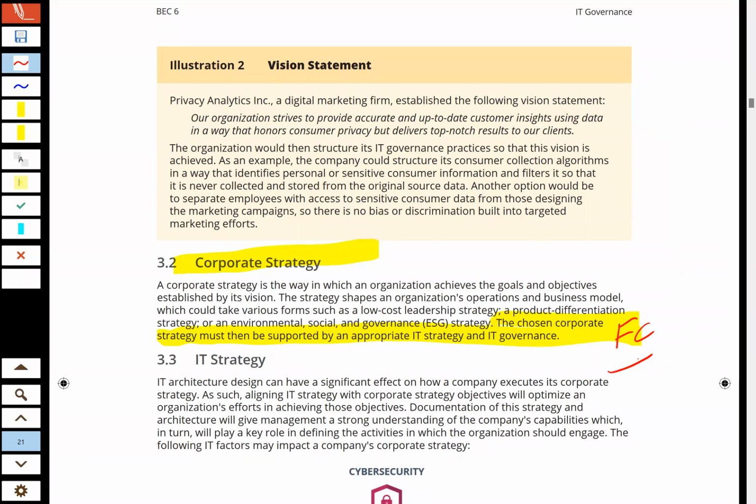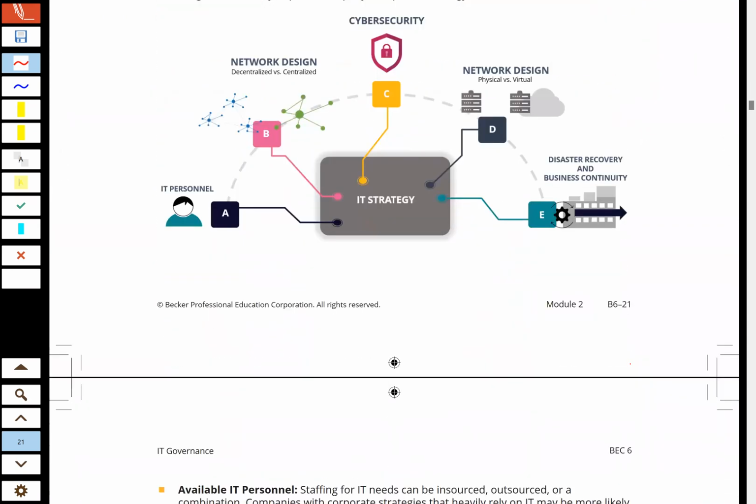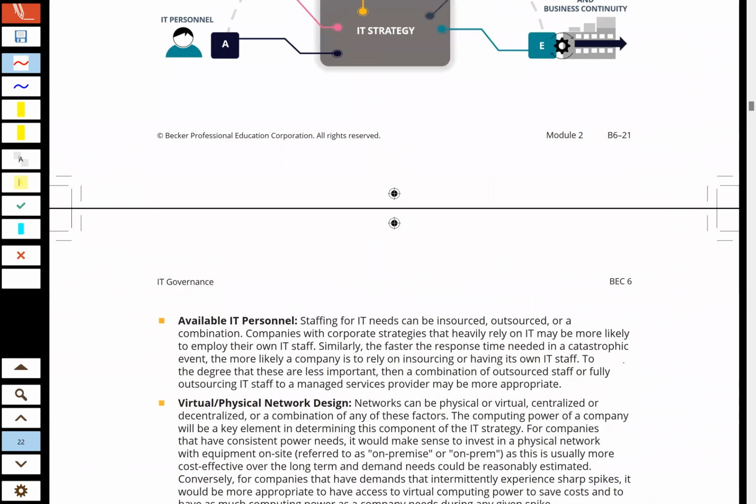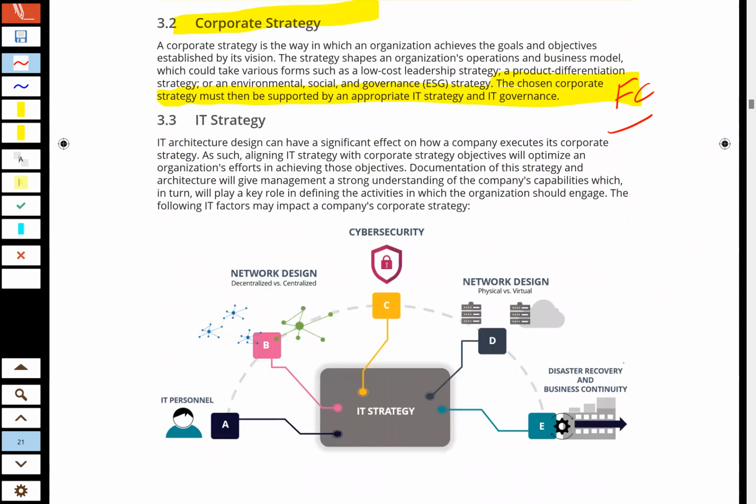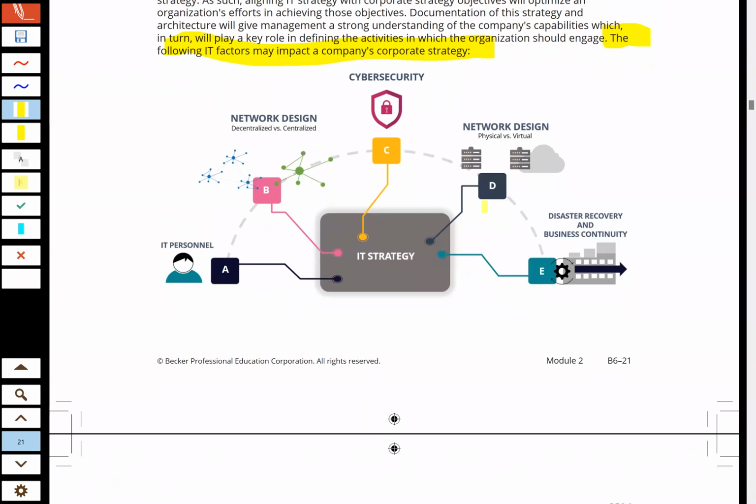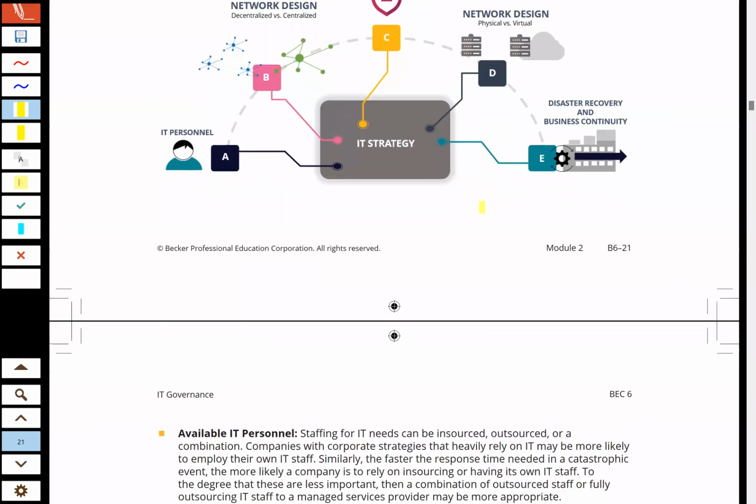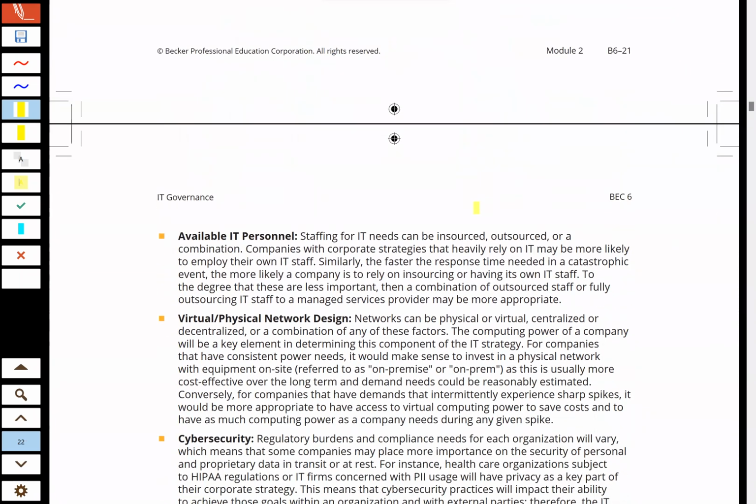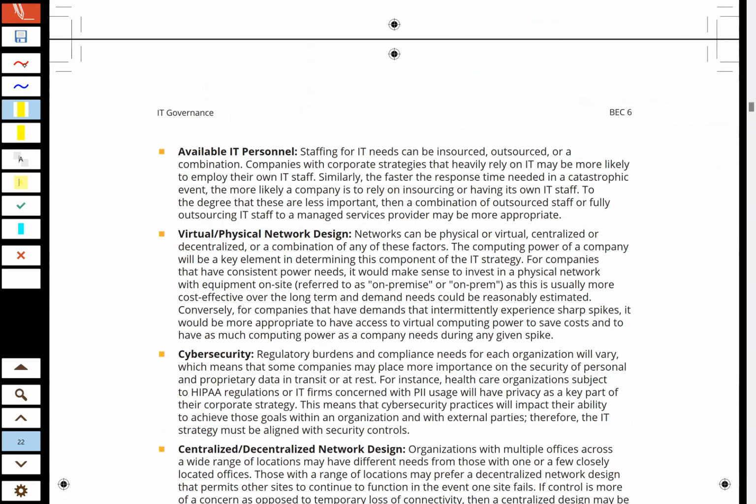Okay, now let's come over and start to look at some of these key elements. Go ahead and flashcard, at a high level, the IT factors that may impact a company's corporate strategy. I think they're overdoing it with some of these graphics here, but let's take a look at what some of the elements are that are called out in that graphic. I want you to flashcard these first at a high level. There are 5 elements here. I want you to flashcard the 5 elements.